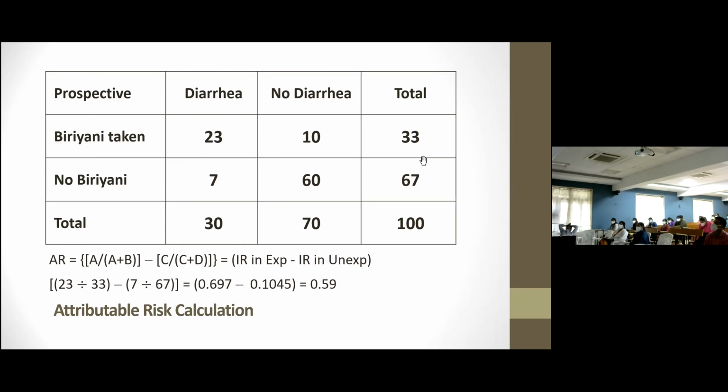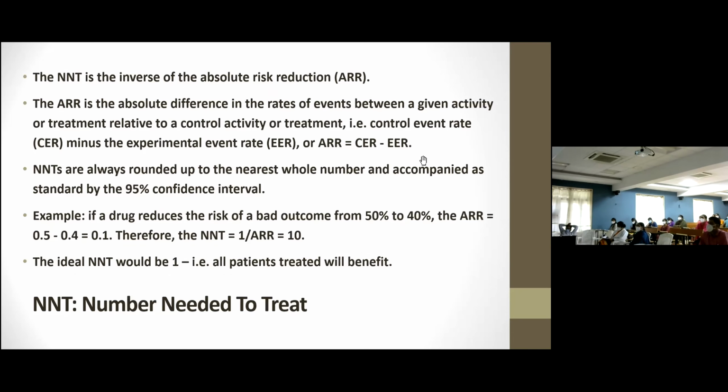So the three concepts we understood: one is the odds ratio in case control study, and the relative risk in the prospective studies. Attributable risk is one subtracted from the other, and relative risk is one divided by the other.